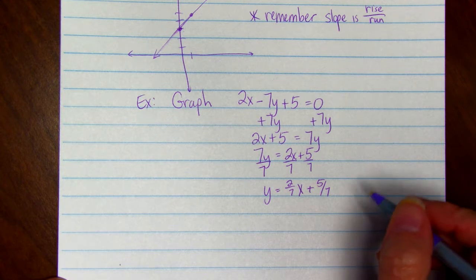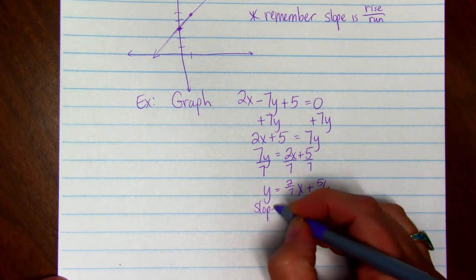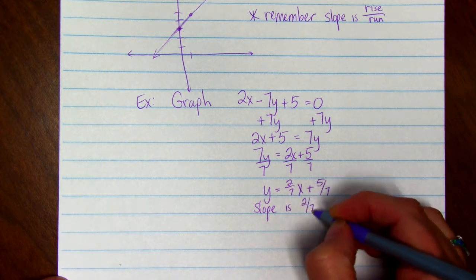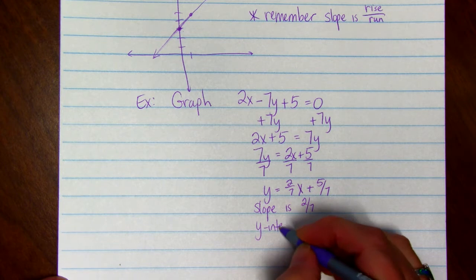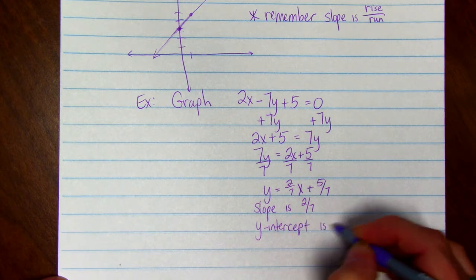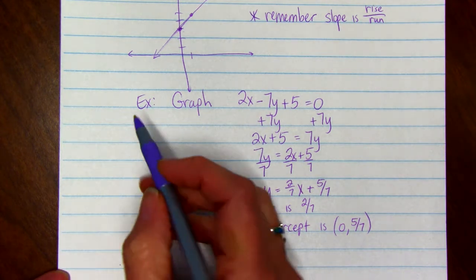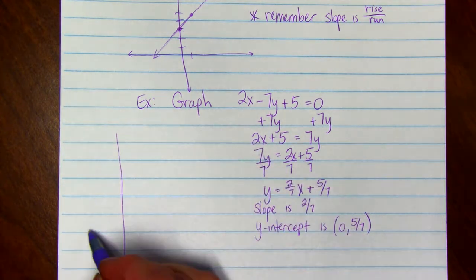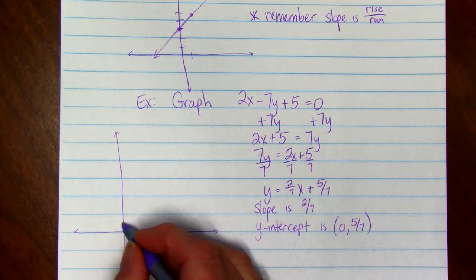So we can find the slope and we can find the y-intercept. The slope is 2/7. That means we're going to rise 2 and run to the right 7. And the y-intercept is (0, 5/7). So if we're going to graph this, we start with the y-intercept, which is 5/7.